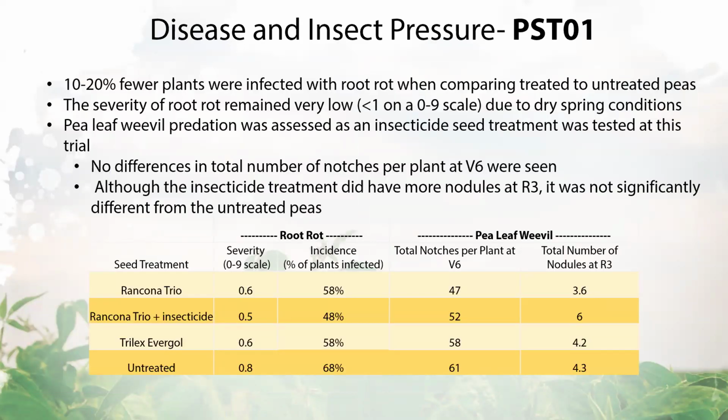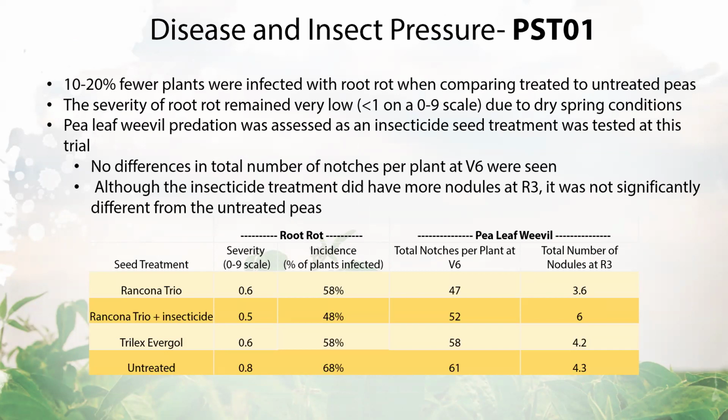We also evaluated disease and insect pressure at these trials. Here we have the data collected from PC treatment 01. Regarding root rot response to the fungicidal seed treatments, 10 to 20% fewer plants were infected with root rots when treated with the seed treatments. Although overall the presence of root rot was very low.